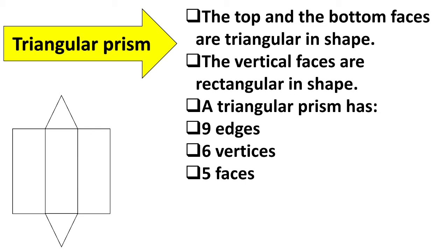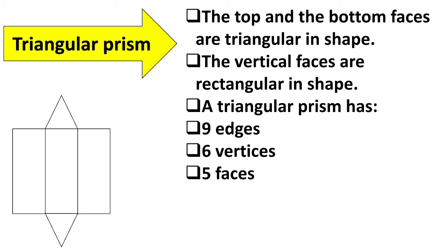The figure you can see here. If we open the triangular prism, it looks like this. Top will be in the triangle shape and the bottom is also in a triangle shape. And the vertical faces, you can see the vertical faces are 3, right? So total we have how many faces? 1 top, 1 bottom and 3 in the vertical. Total 5 faces are there.